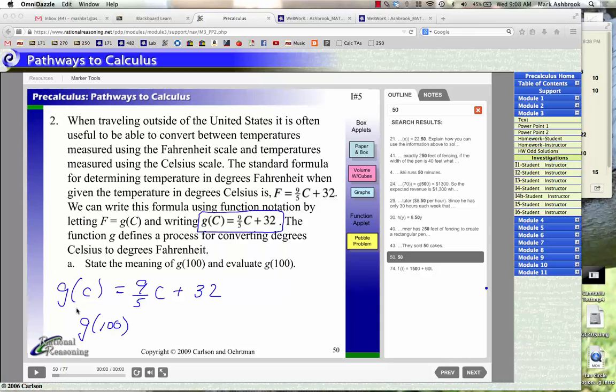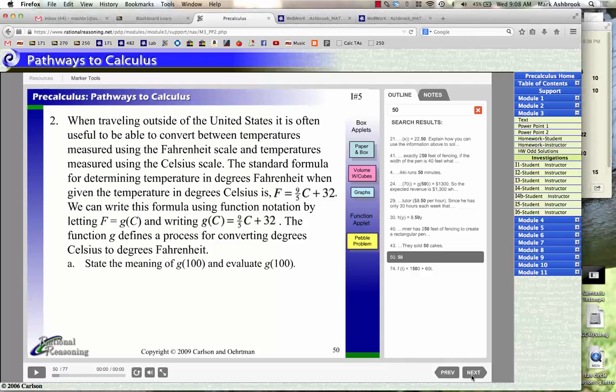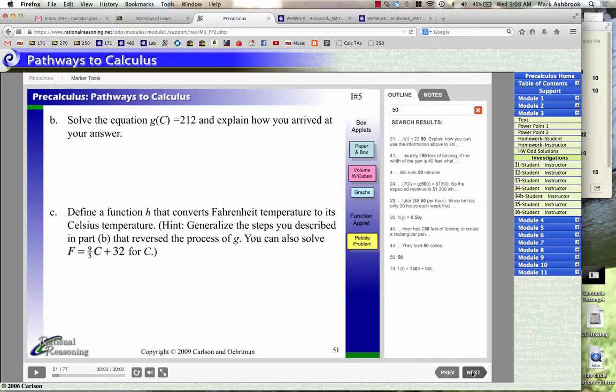And if we want to know what that is, then we use the rule. If you plug in 100 for C, you get 212. All right, so here's that same thing again. F equals 9/5 C plus 32. And this is our G of C function.